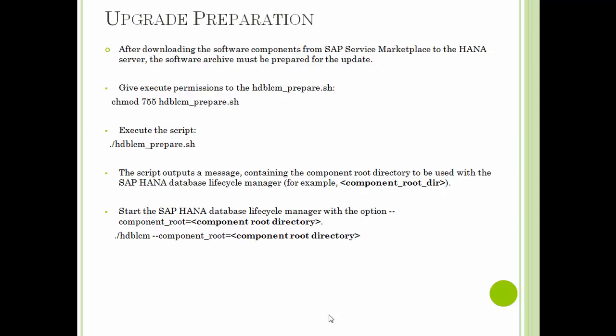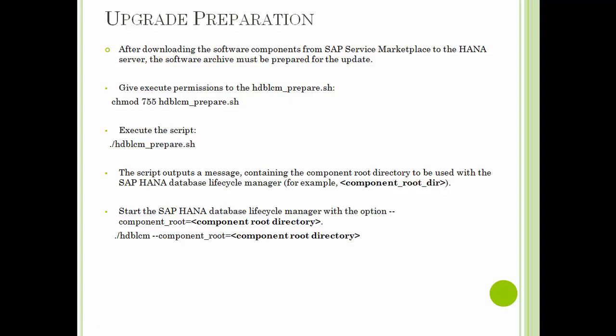Once the connection is enabled and the download is done, we have the package ready, which can be either stored on the database server itself or in any shared file system, any shared server, and then we are good to start the upgrade. But before doing the upgrade, we have to prepare the package. That is, we have to prepare the archive. For that, there is a script called hdblcm_prepare.sh. So we have to give it appropriate permissions.